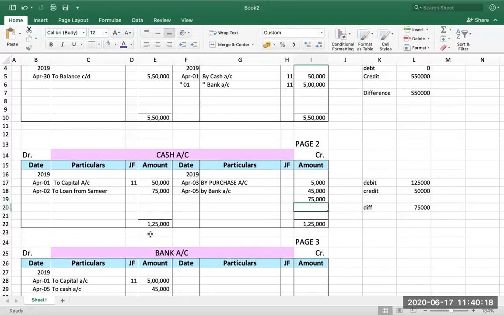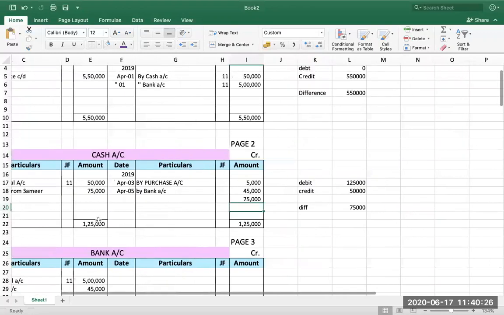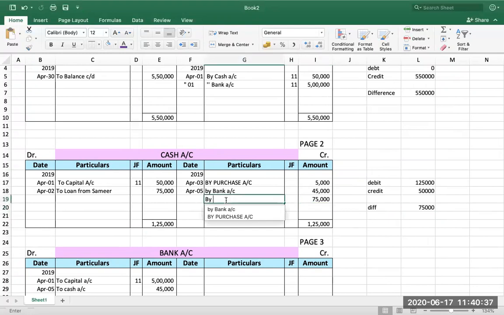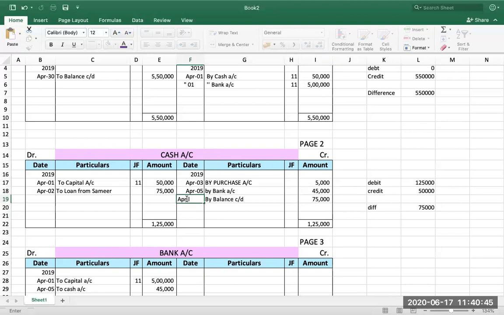And see, it is tallying. So on both the sides, the total has to be equal. You have to tally both the sides. That is why I said the bigger total always will be written on both the sides, and the difference will be placed on the shorter side. And here you will write by balance C/D. And here it will be the last day, April 30th.